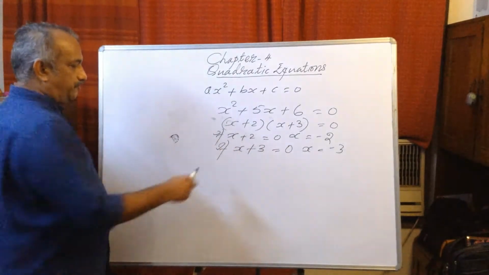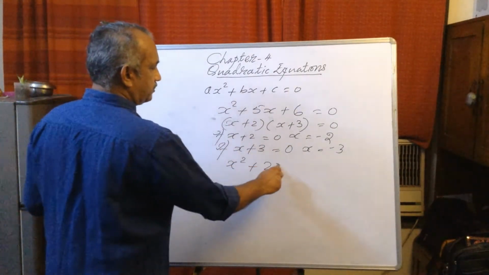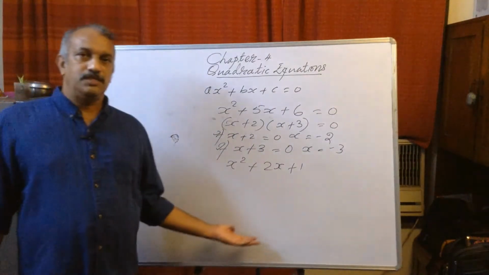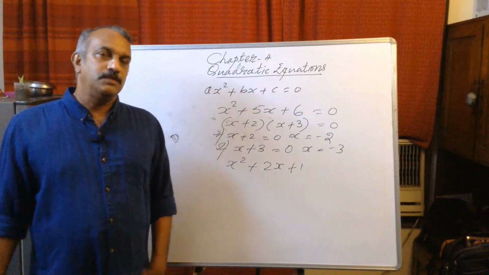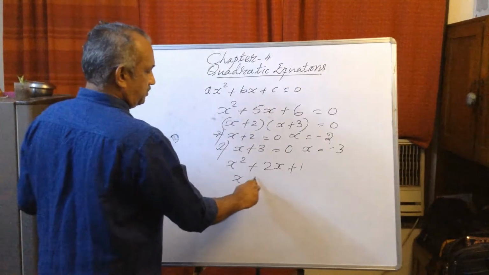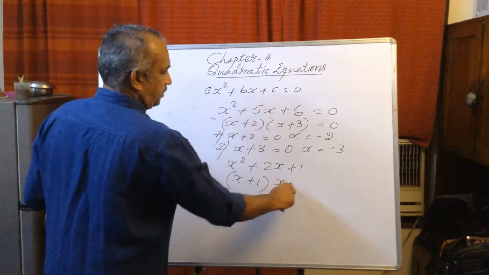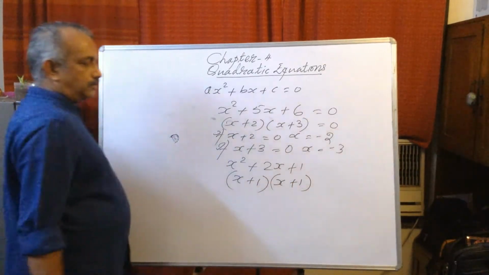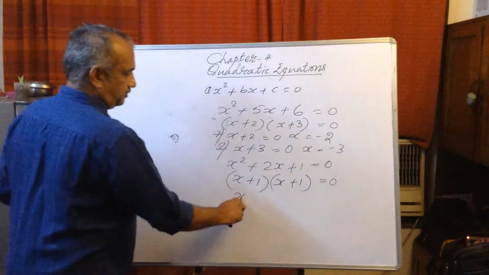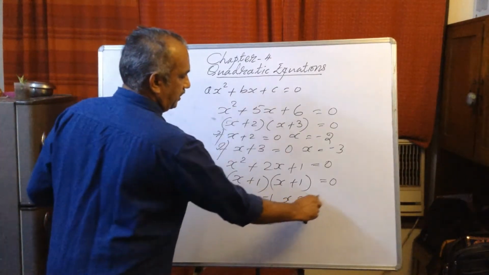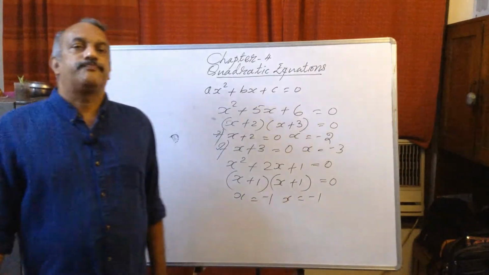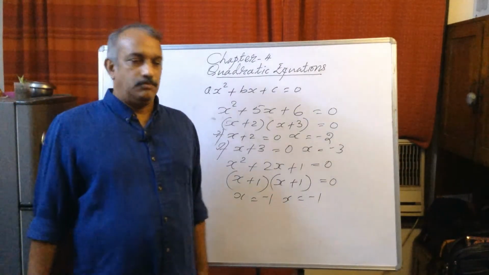Now if it is in the form, say x square plus 2x plus 1, you can do factorization by using the first identity or by splitting the middle term. So when we factorize, we get (x plus 1) into (x plus 1) is equal to 0. So x is equal to minus 1, x is equal to minus 1. So we say it has two equal roots or one root. Both are the same. One root, what is the root?